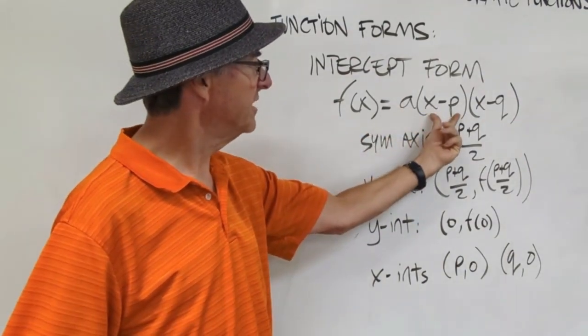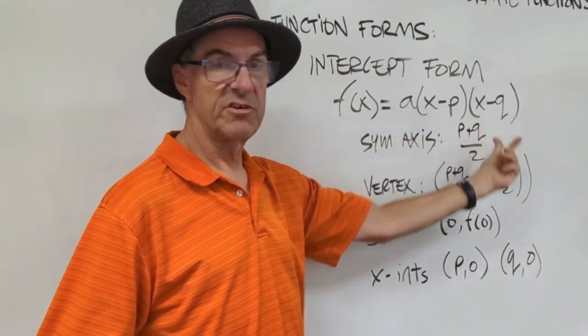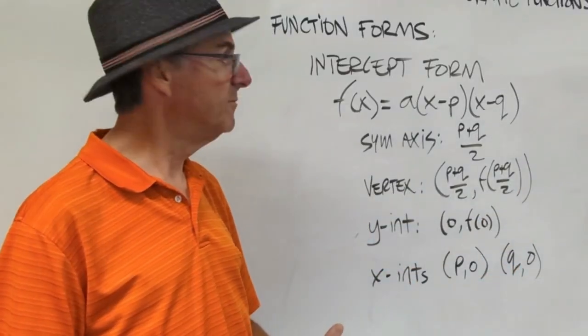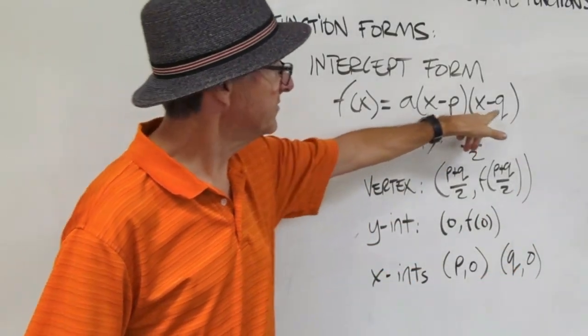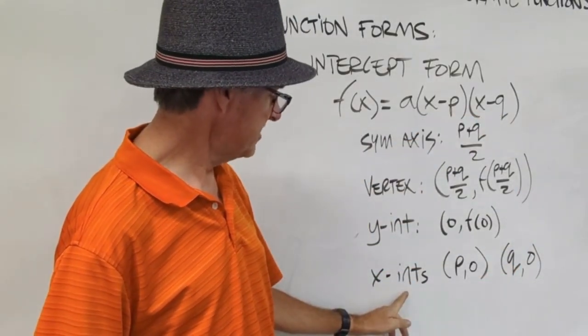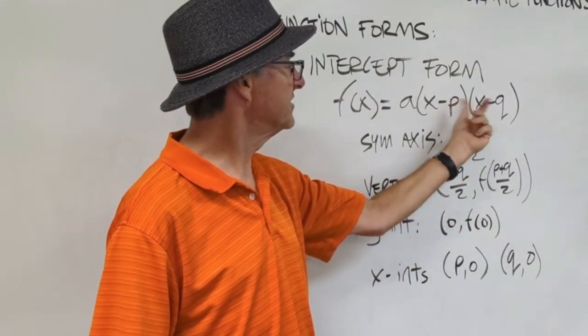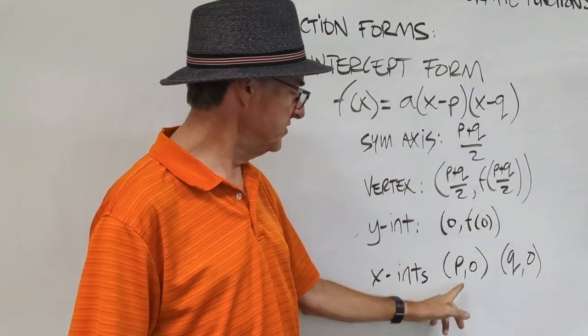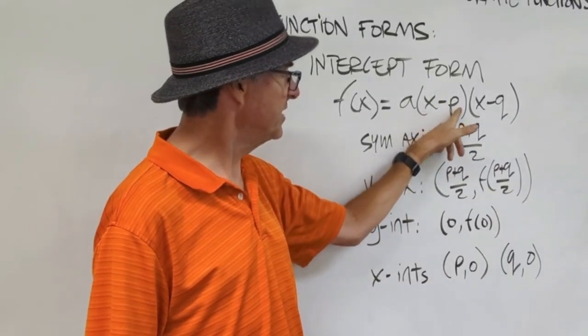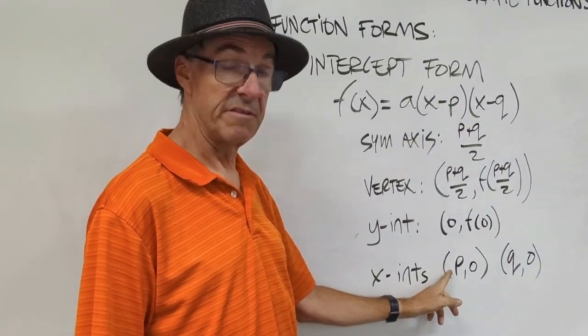A times (x minus p) times (x minus q). It's called intercept form because we get our intercepts for free. They're just right down here at (p, 0) and (q, 0). And notice how the signs of the p and q change. So if that's a plus p, this would be a minus p there.